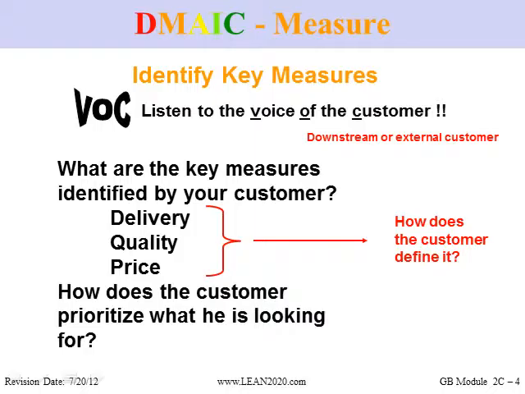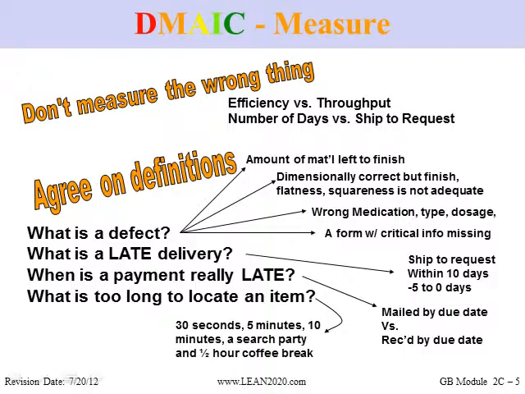So identifying these key measurables, one of the places that we can look is actually downstream and talking to our customer. Our customer is not always an external customer. Sometimes that customer is the next department or several departments down the process from us. So understanding what their requirements are, what's important to them, would provide us with additional measurables that we will have during our measure phase.